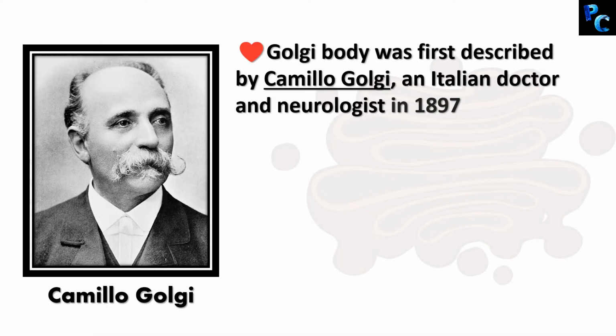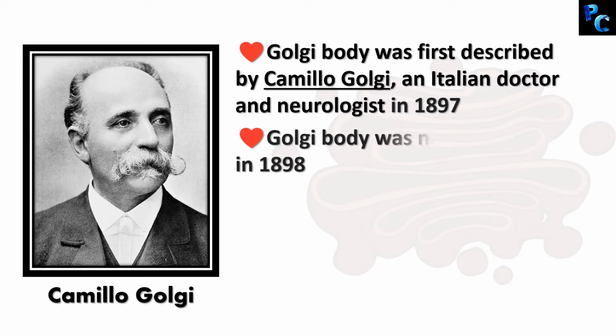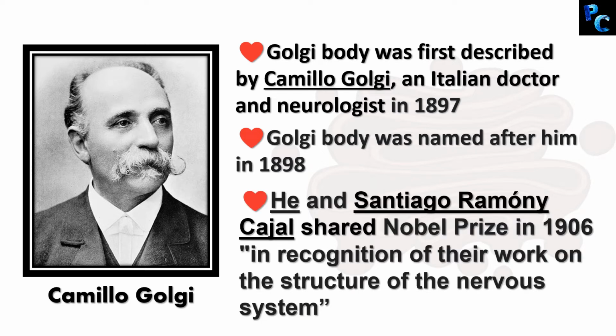Golgi body was first described by Camillo Golgi, an Italian doctor and neurologist, in 1897, and it was named after him in 1898. Camillo Golgi and Cajal shared the Nobel Prize in 1906 for their work.